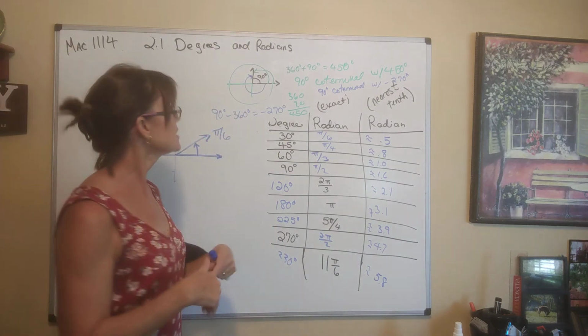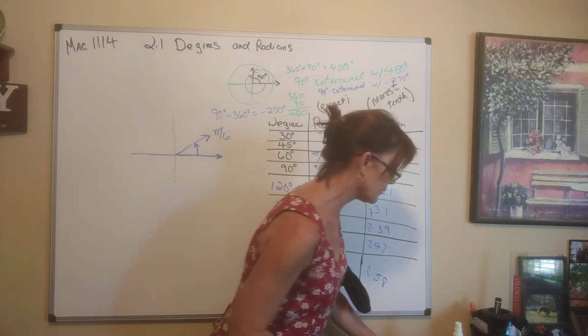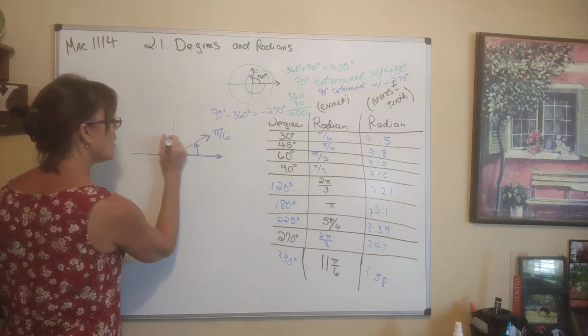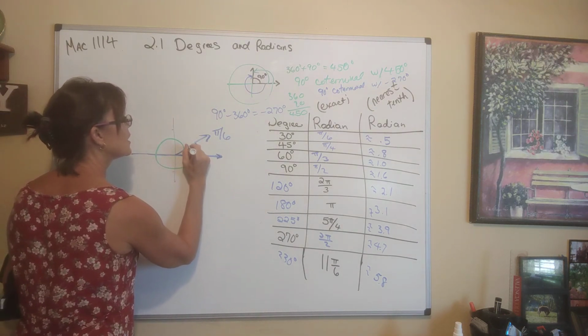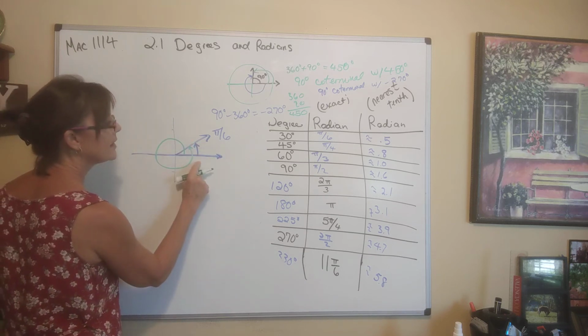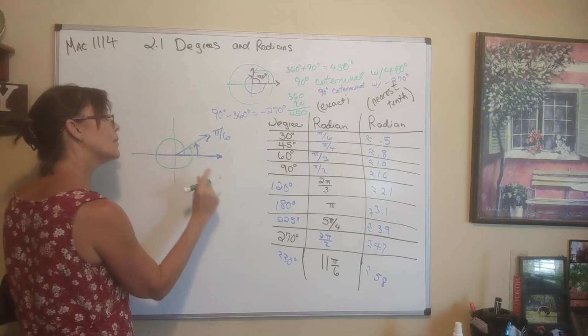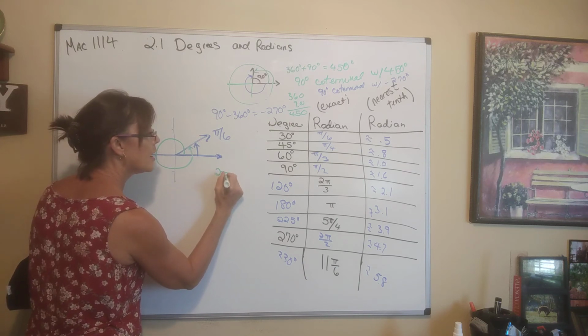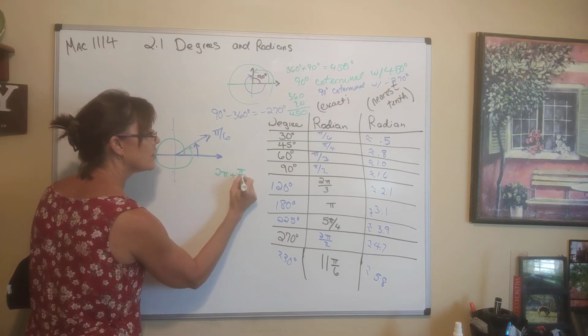Let's do a positive angle. I'll try to stick with the same colors. Green will be positive. So what did we do here? We went all the way around 360, and 2 pi is one cycle, and then we added pi over 6. So the green angle is 2 pi plus pi over 6.